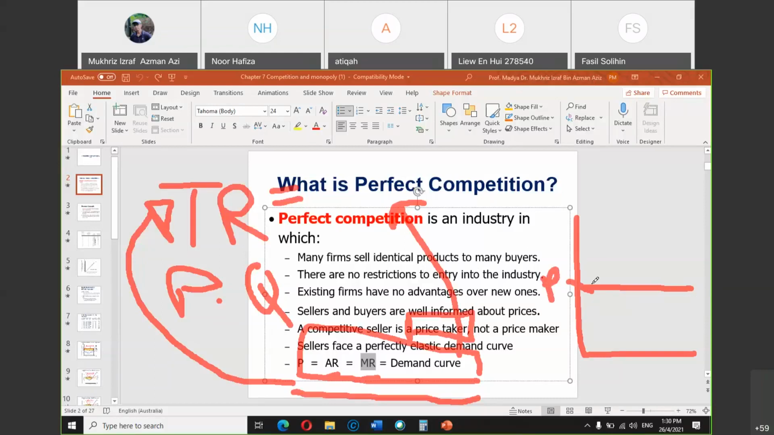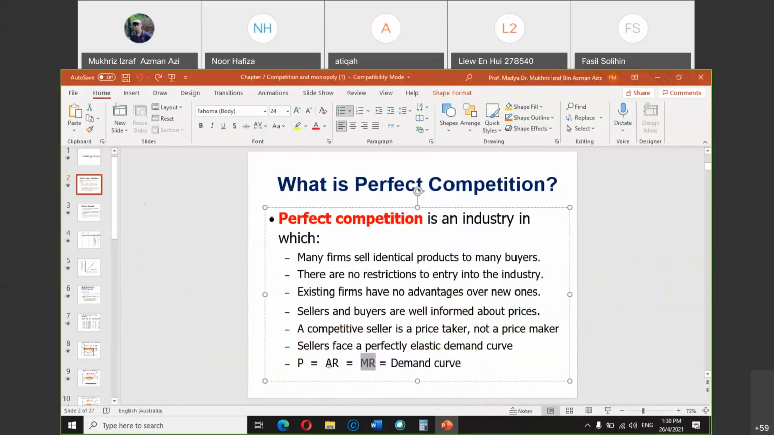Okay, so at this price, the firm can sell from 0 to infinity. They cannot sell lower, they cannot sell higher. Because of this, price will always be equal to demand. And because of this condition also, a perfectly elastic demand curve, we can show in the next few slides that AR will also be equal to MR, which is also equal to price.